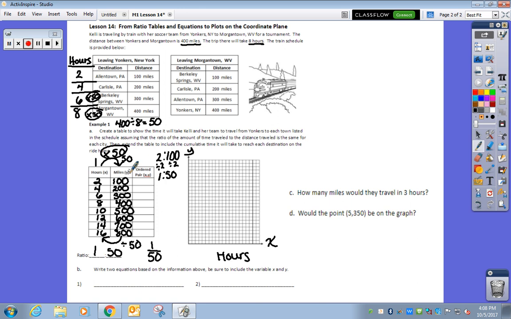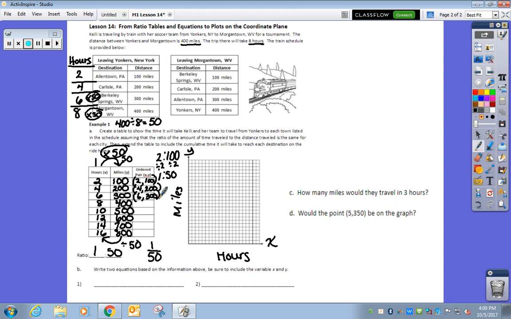Along the y-axis, we'll be putting miles. We need ordered pairs in order for these to go on a graph. So an ordered pair is where you put a parenthesis, your x coordinate, a comma, and then your y coordinate. So the ordered pair for traveling 2 hours for 100 miles would be (2, 100). For 4 hours, (4, 200). 6 hours, (6, 300).